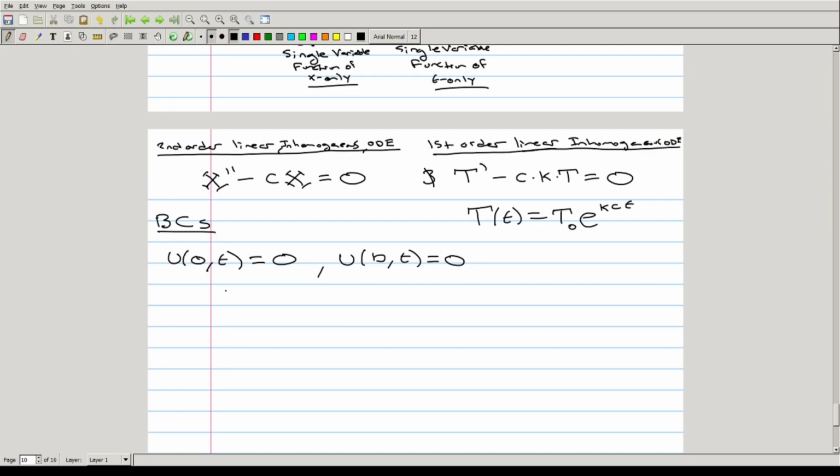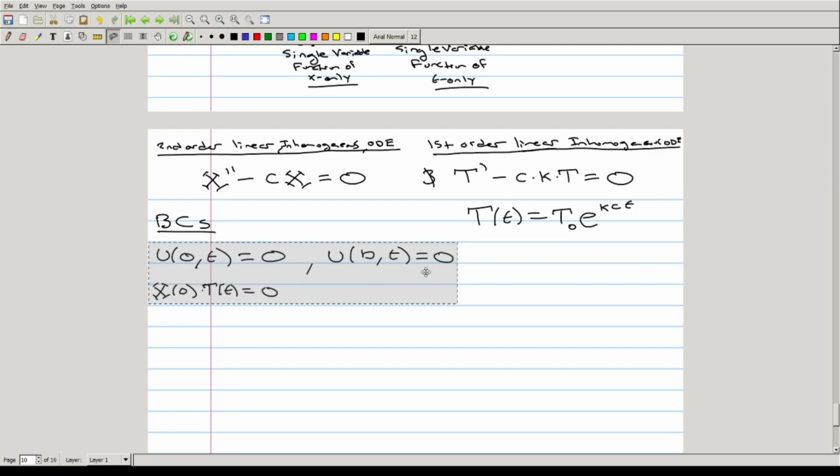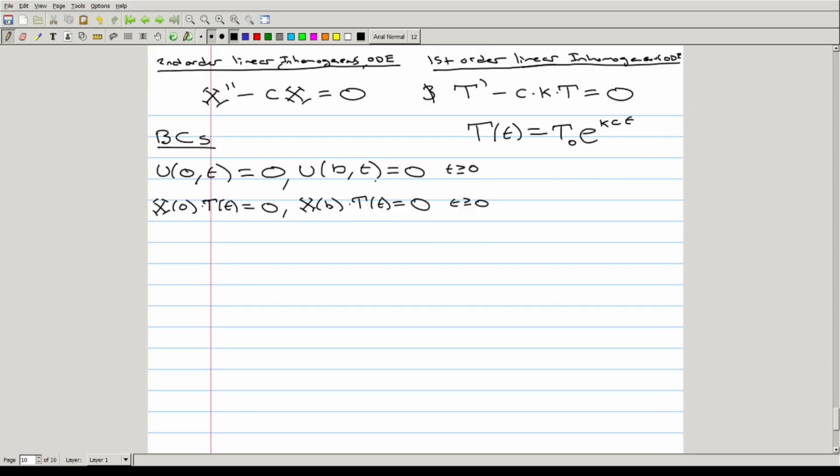And the boundary conditions then reduce, for the separable equation, to X of 0 times T of t equals 0, and the second boundary condition will be satisfied if X of b times capital T of t is equal to 0. And these have to be true for all values of t. So what this means is that we actually have to put specific boundary conditions onto X.